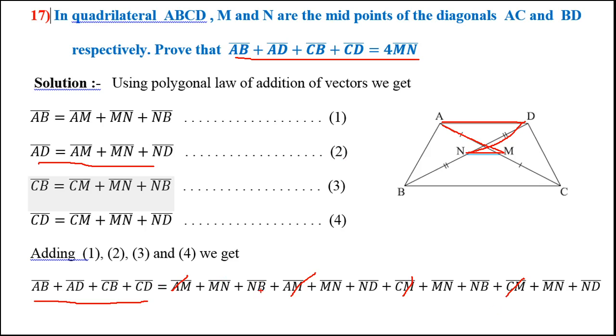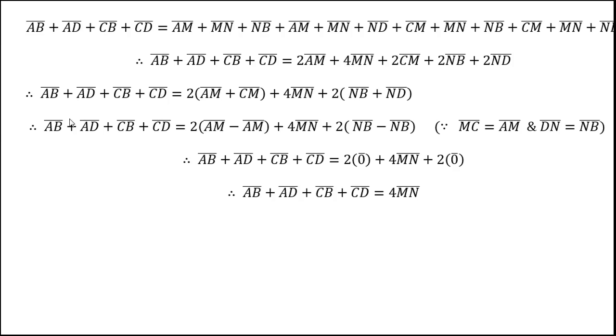Then this NB and ND, they are opposite vectors. So this NB will get cancelled with ND. And finally what remains? Here is one MN. Here is one MN. And here is also one MN. So 1, 2, 3 and 4. So the sum of these 4 vectors is equal to 4 times MN bar.